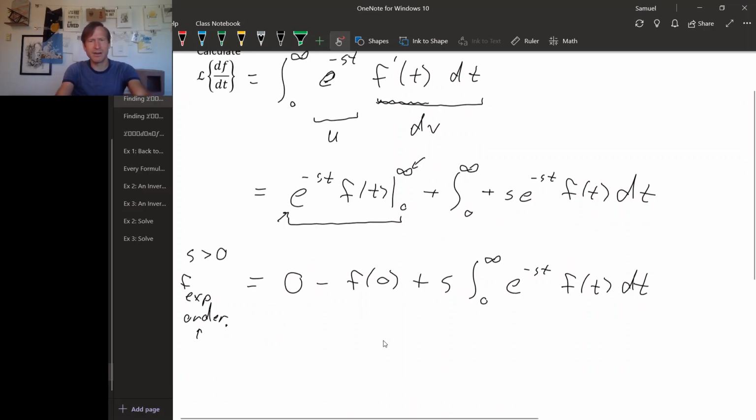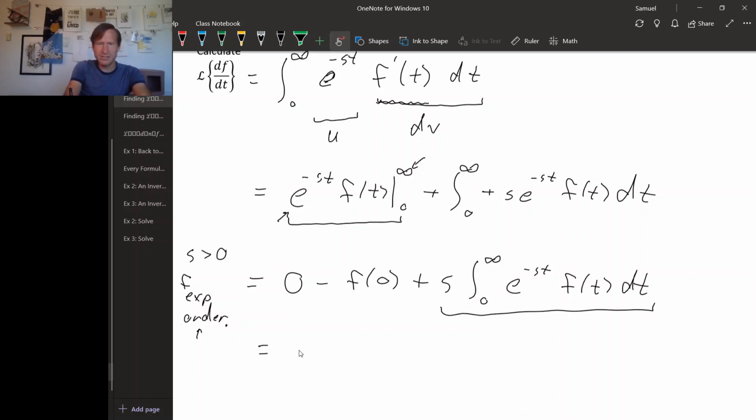And what we get here is that, right, this first piece here is just s times the Laplace transform of f, and then minus f of 0. So this is the Laplace transform of the derivative of a function. It turns out that the Laplace transform sort of turns a derivative into multiplication by s.